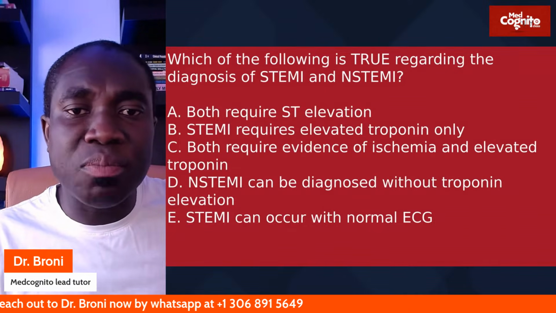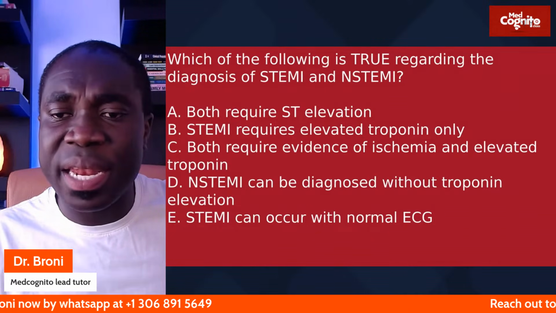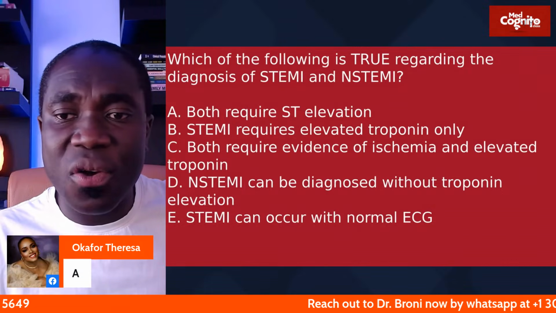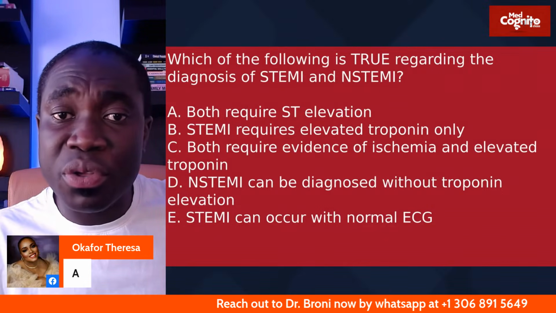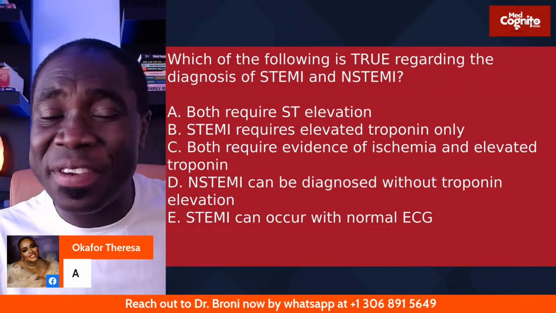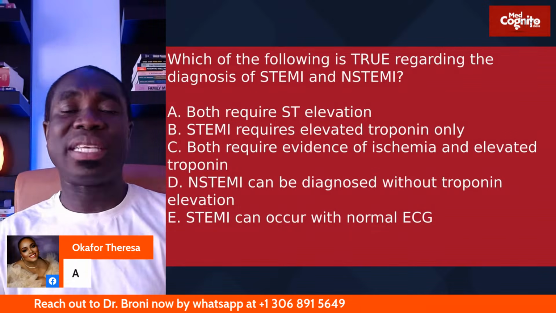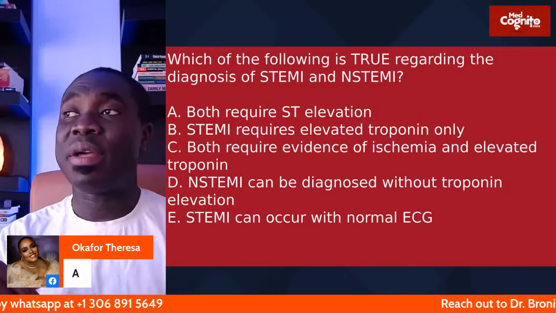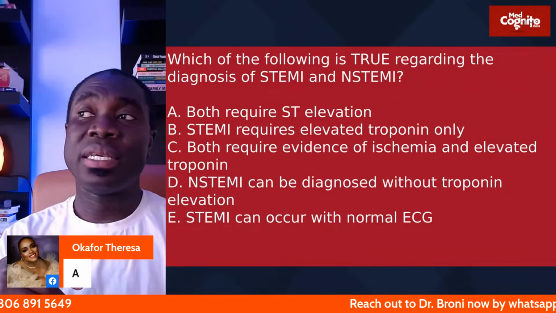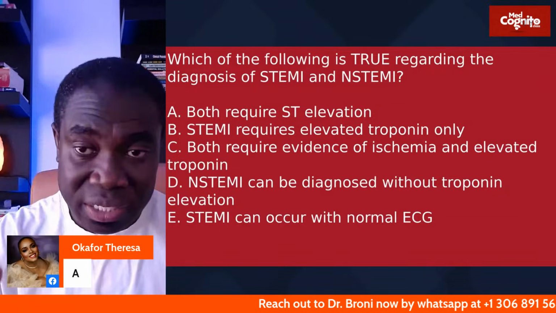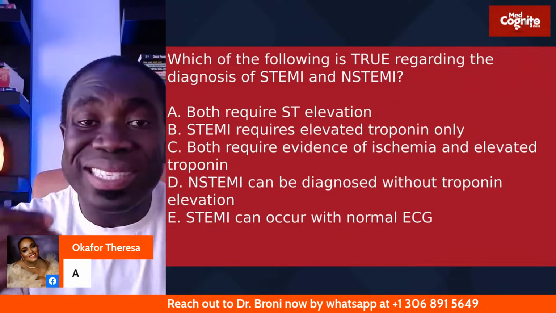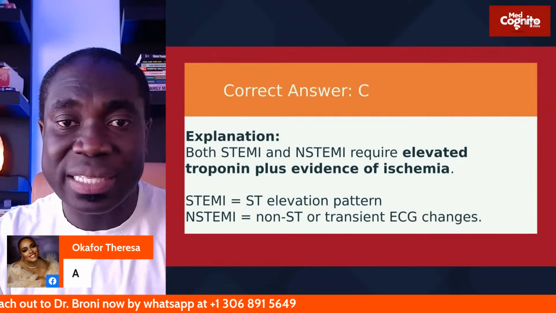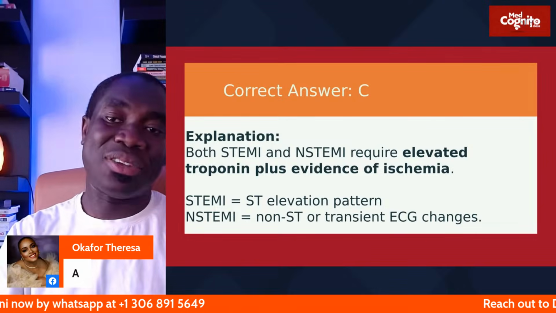So someone says both require evidence of ischemia and elevated troponin. And Dr. Teresa Okafor says both require ST elevation. Dr. Okafor, remember that we said that one of them has ST elevation, one of them has ST depression, one of them has Q waves, one of them has T wave inversion, one of them has new onset left bundle branch block, right? So what's the correct answer here? The correct answer is C, not A.